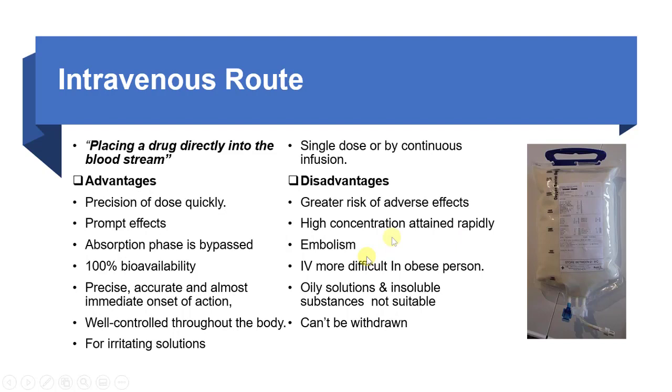So if I move to the next slide. The intravenous route is the route in which the drug is placed directly into the bloodstream. A few of its advantages are that we have precision of dose, a precise dose which we can give to the patient quickly, and it has prompt or immediate effects as a result of that dose.